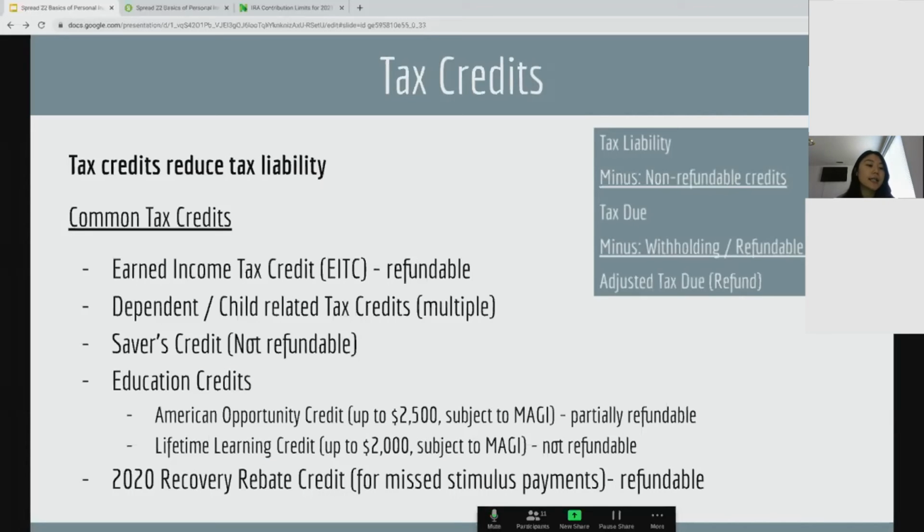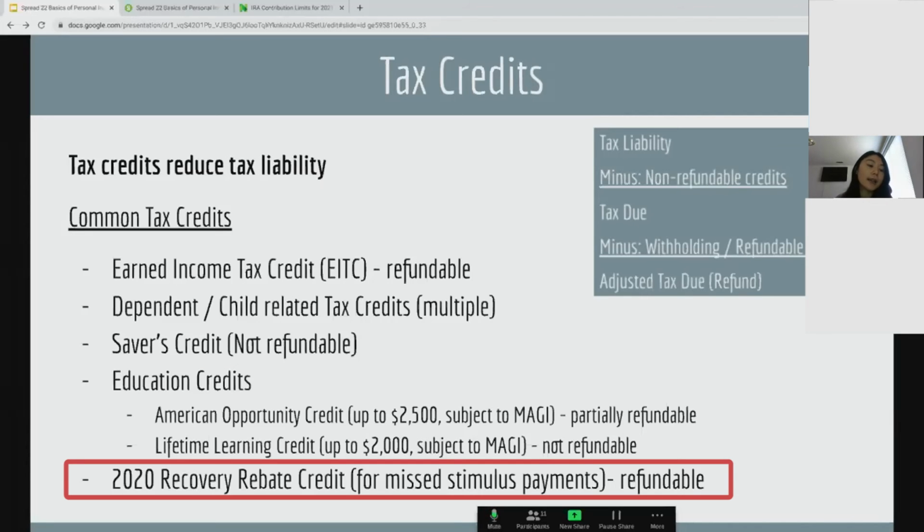And lastly, there is the 2020 Recovery Rebate Credit, and this is new. This is for anyone who missed the first and second stimulus payments only. So if you didn't get the first stimulus payment, which is the $1,200, or the second one for $600, then you should file for this tax credit. And it's refundable, right? Because you didn't get it. The only way to get these missed stimulus payments is by filing a tax return and filing for the tax credit.